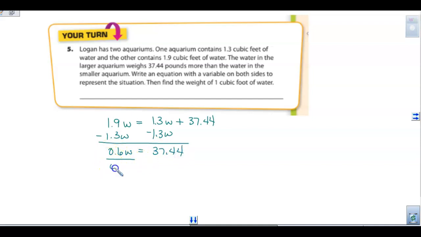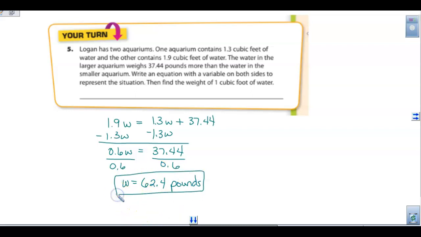Now I'm going to divide both sides by 6/10. And that's going to give me 62 4/10. That is the weight of 1 cubic foot of water. So this is going to be in pounds. Okay, so there's our solution. There's our equation, and there's our solution.